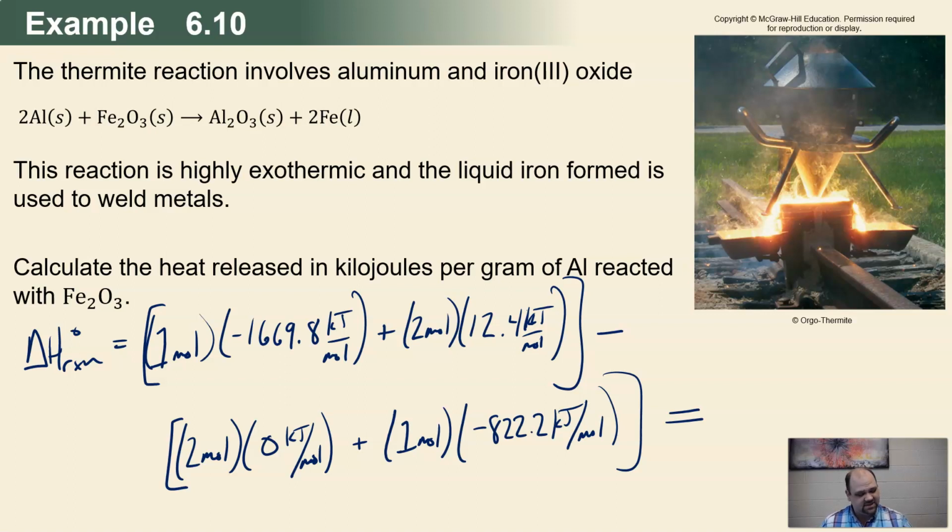And so we get a delta H of reaction of negative 822.8 kilojoules. Now notice all of our moles canceled. And so we're just left with kilojoules. If it asked for the delta H of reaction, then we would be done. But it doesn't. It asks us how much heat is released in kilojoules per gram of aluminum that reacts. So we don't need kilojoules. We need kilojoules per gram of aluminum.